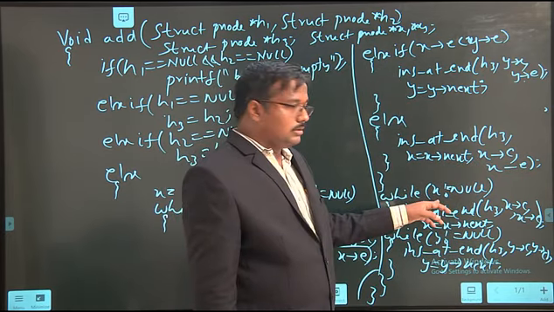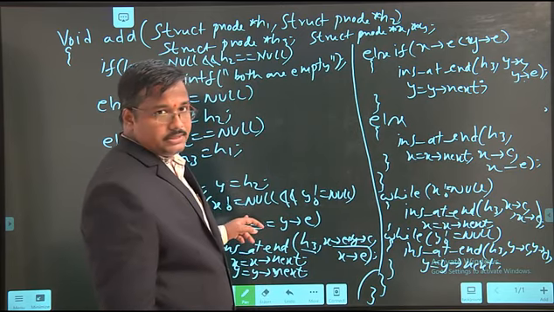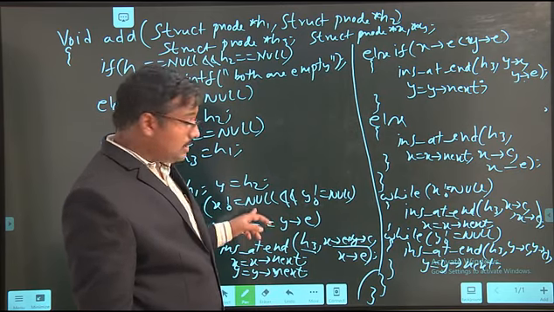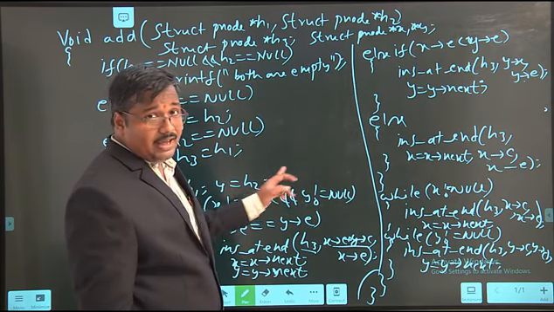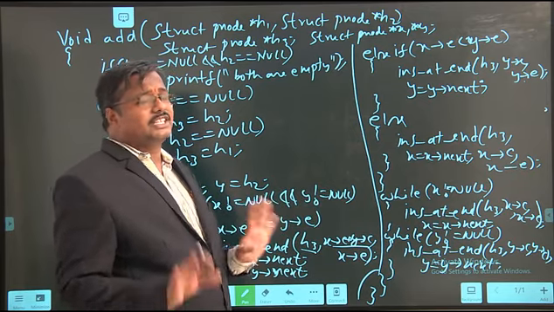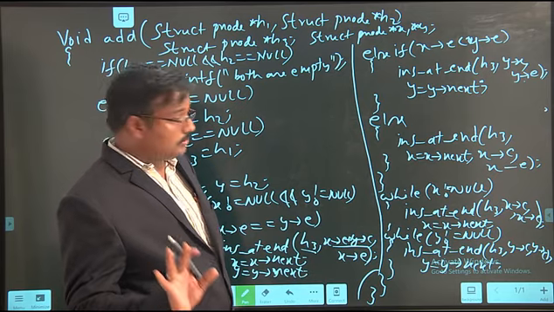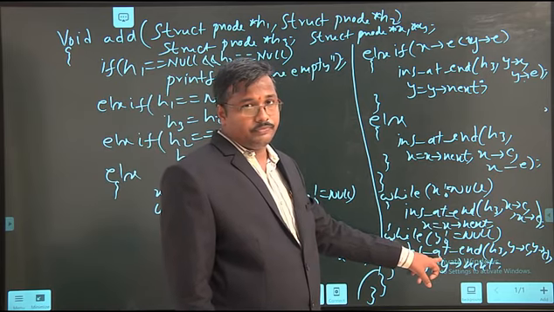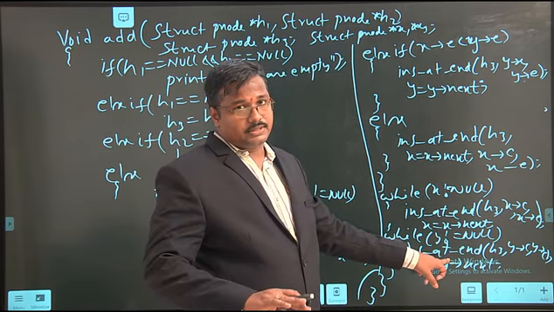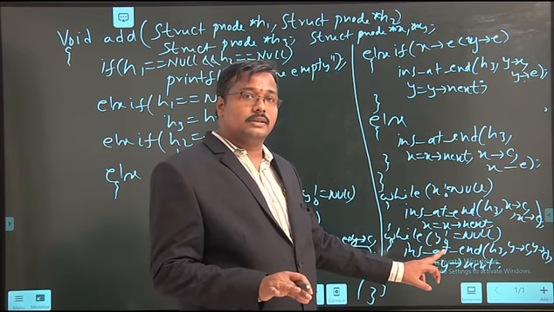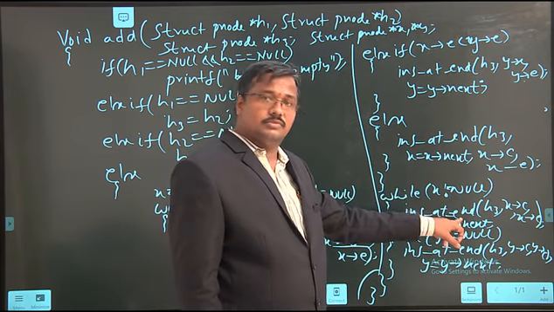Suppose this condition is false. This condition becomes false because x is empty or y is empty. If both are empty, it's fine. Suppose x is empty, y is not empty. Y remaining terms are there. That's why this loop. Suppose the reverse case: x is not empty, y is empty. It means I need to copy the x terms. This is the case.